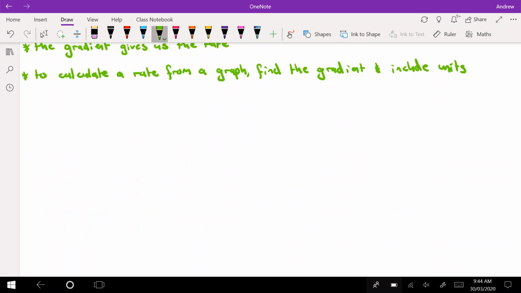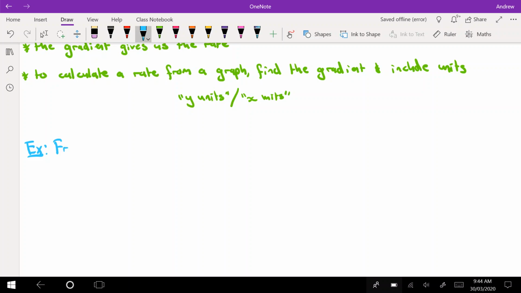Include your units. So for example, it would be y units divided by my x units. Because it's rise over run, your rise is always your change in y, the run is always the change in x. Okay, and let's just do a quick example so we're making sure we know what we're talking about.